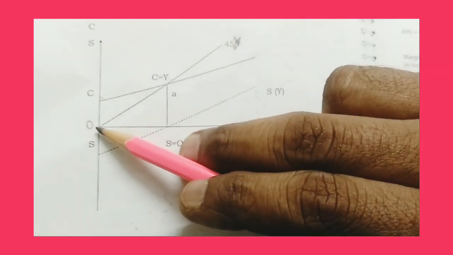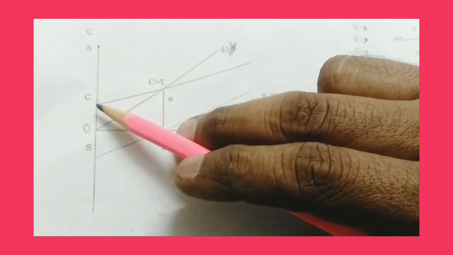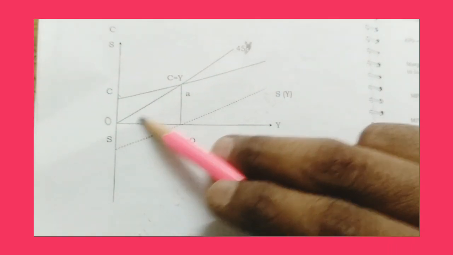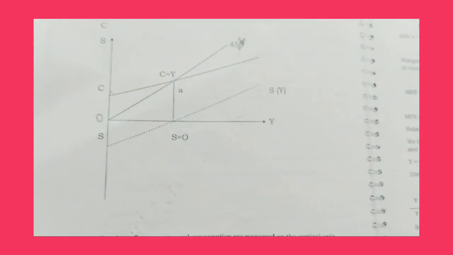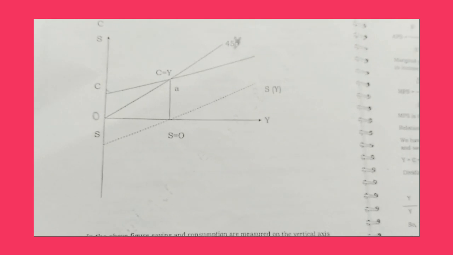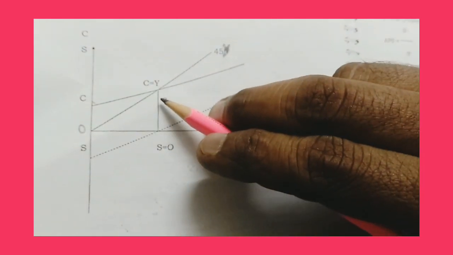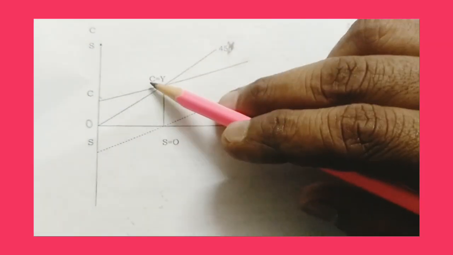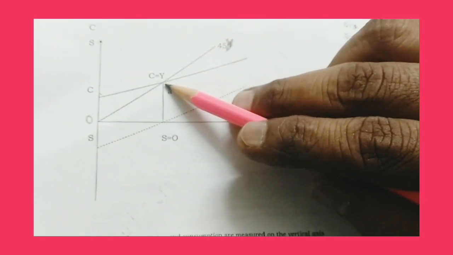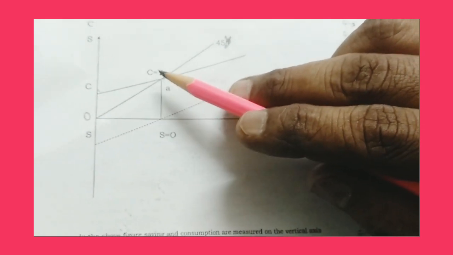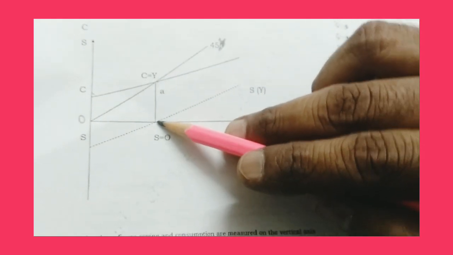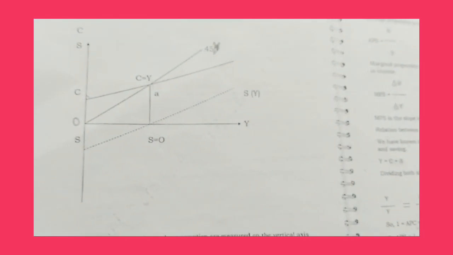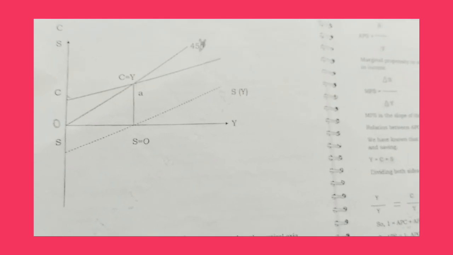Where income is zero, the consumption is there. A 45-degree line is drawn from the origin which cuts the consumption function at point A. At this point, income is equal to consumption. At this point, saving is 0. When income is equal to consumption, at that point saving is 0.